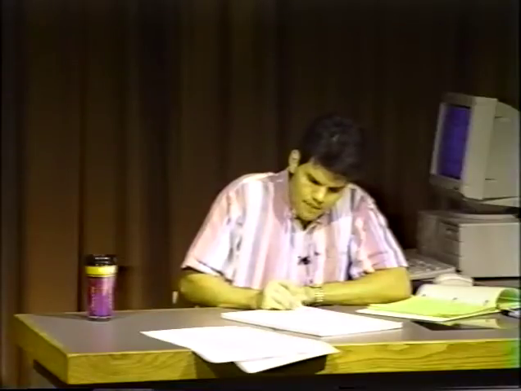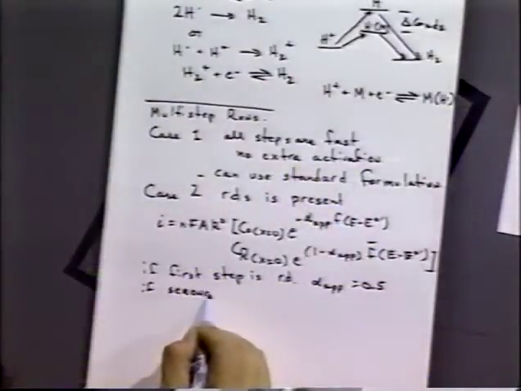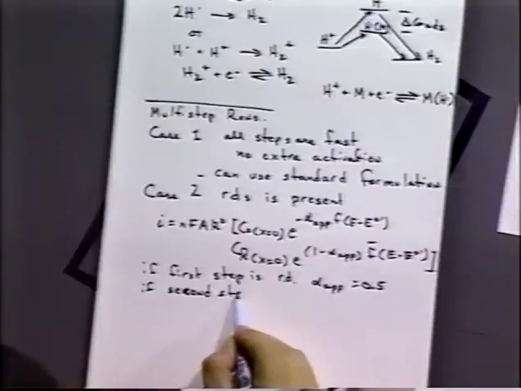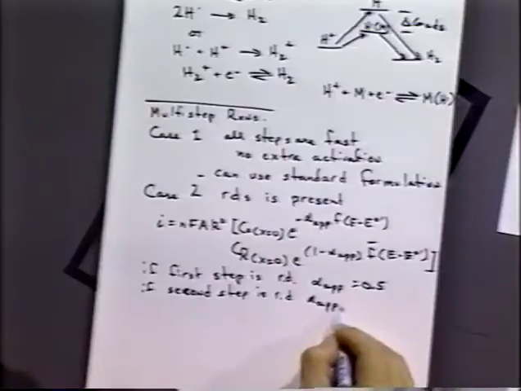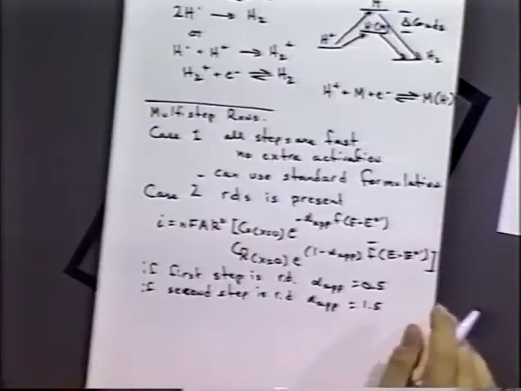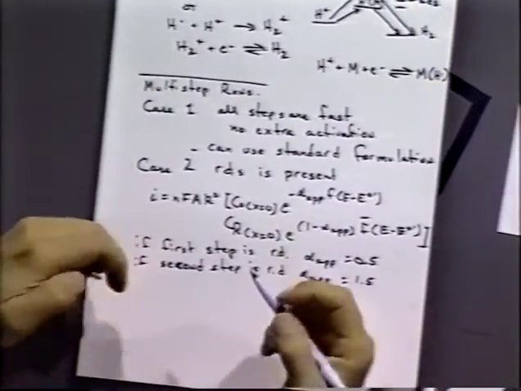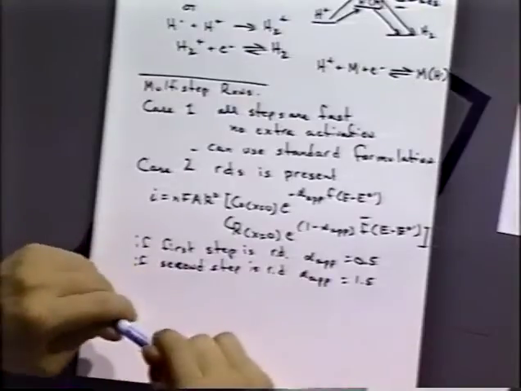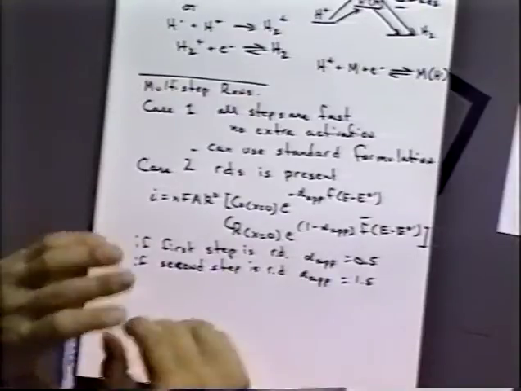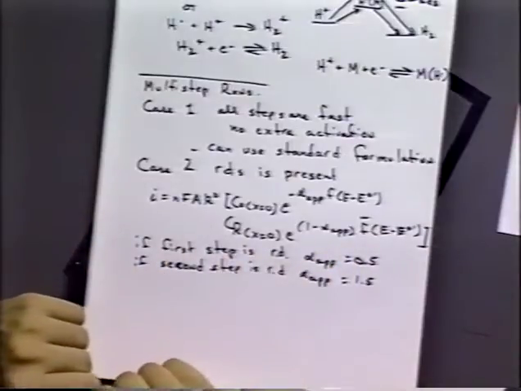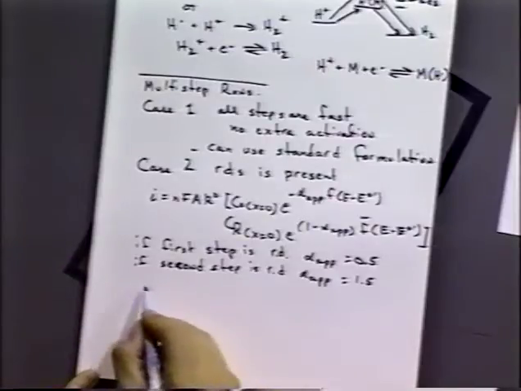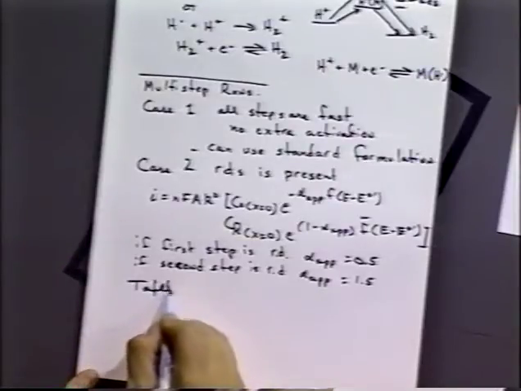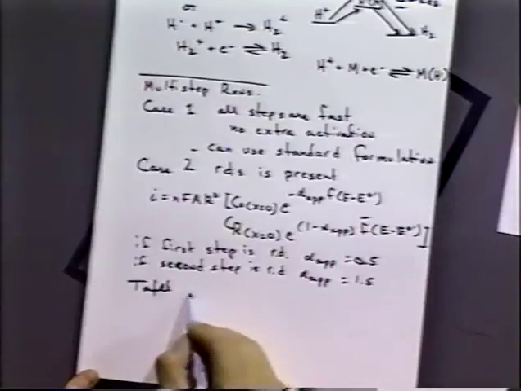However, if the second step is rate determining, alpha apparent will be equal to 1.5. In other words, we see an alpha value that's more than 1, which is not what we said alpha could be. But because the first step is very fast, it basically just adds on to that process, and we see an alpha apparent of 1.5. And so we can use Tafel plots to understand mechanistically what's going on.